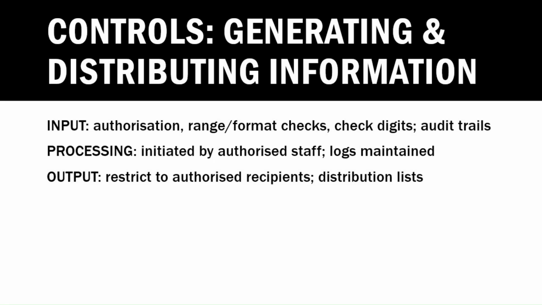Build controls at input, processing, and output. At input, use authorization, range and format checks, check digits, and complete audit trails. During processing, ensure that only authorized personnel run processes and that system logs are maintained. At output, restrict information to authorized recipients and manage distribution lists.